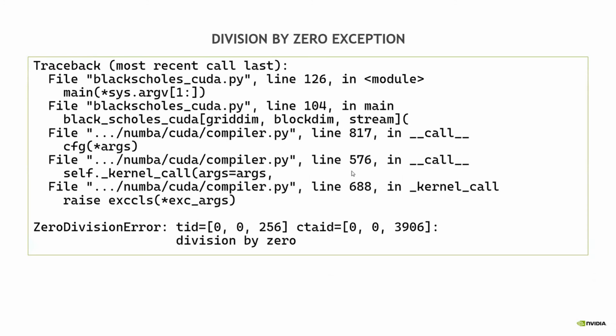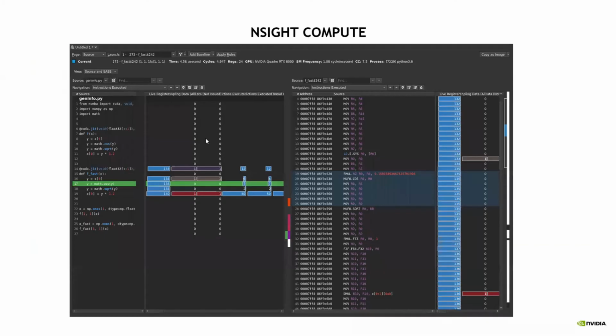Another example of an error that you might see when you use the simulator, if you've got a division by 0, you could catch that. So this is just an example of a backtrace where somehow a division by 0 occurred. It will give you the ID of the thread and block in which that occurred.